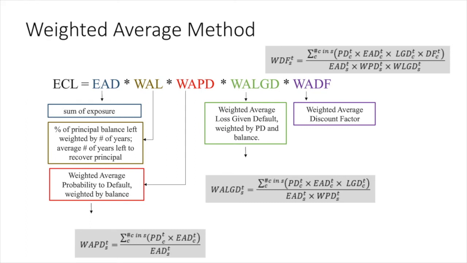This next slide here shows the different calculations that go into determining the components of the weighted average method for calculating ECL. So we would calculate the ECL for the two different time periods, and then take the difference in this ECL and attribute them to each of these contributing factors.